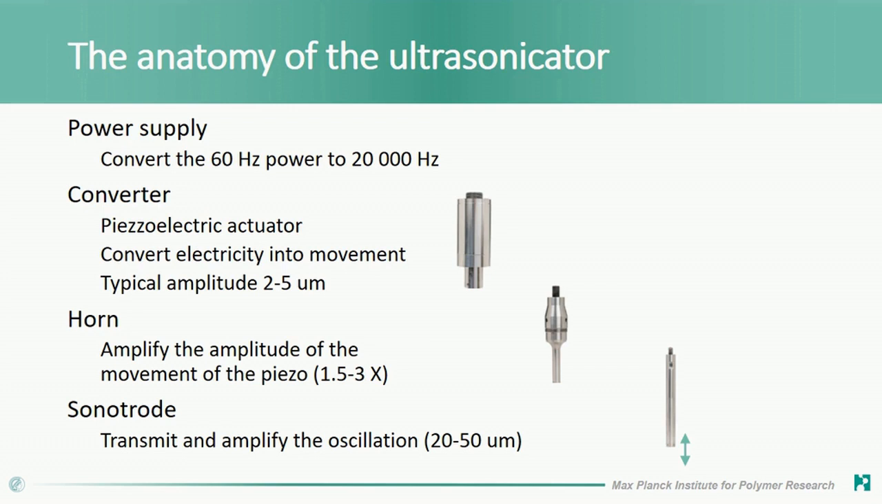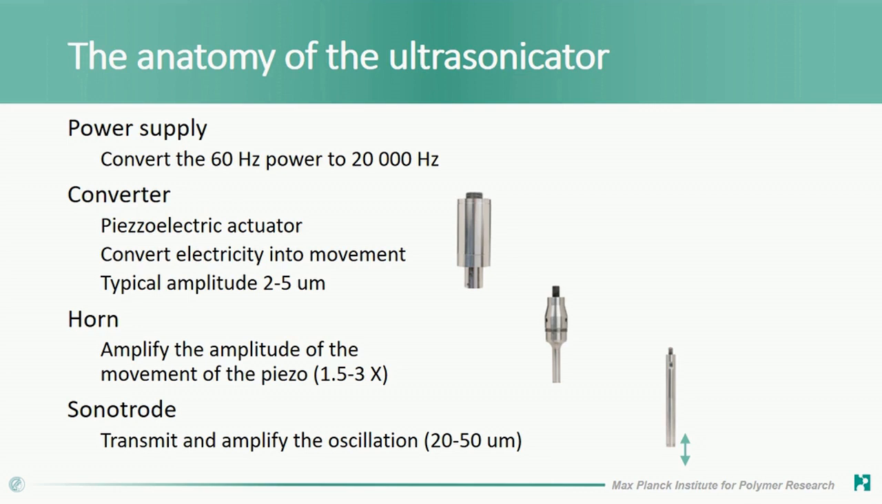Then we have the horn, or the booster. It's used to amplify the movement of the piezo. It's designed to be a fraction of the wavelength of the oscillation created by the actuator. So you cannot really mix and match the booster from your 40,000 ultrasound with the one with the 20,000. It doesn't work. It's really designed for a specific frequency and wavelength of oscillation.